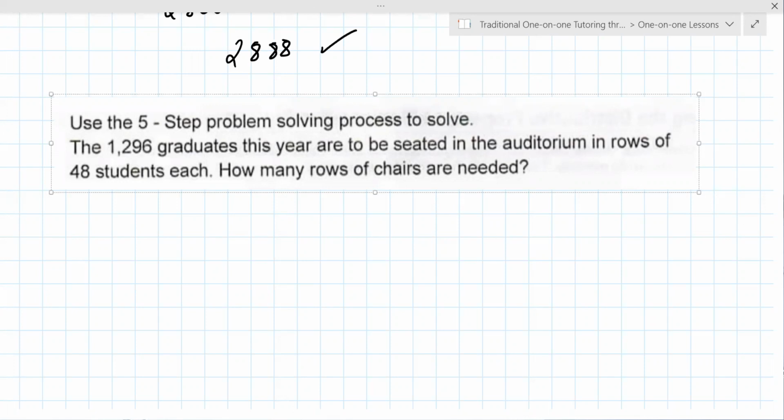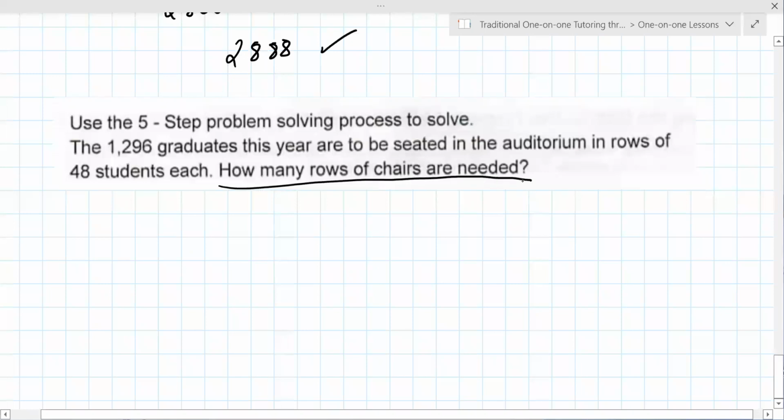The 1,296 graduates this year are to be seated in the auditorium in rows of 48 students each. How many rows of chairs are needed? Do you know what type of problem this is? Division. So it's 48 into, this is your favorite, 1,296. Now you can later on label the steps, but we're going to go right to doing it.